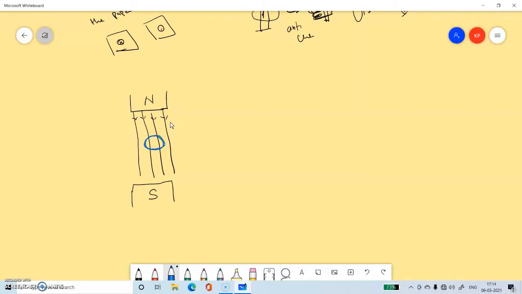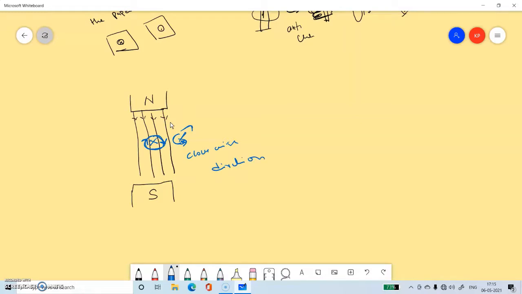This is my current carrying conductor, cross. Cross means the current is going inside. If the current is going inside, what will be the direction of the magnetic field? The magnetic field direction will be like this: clockwise direction.